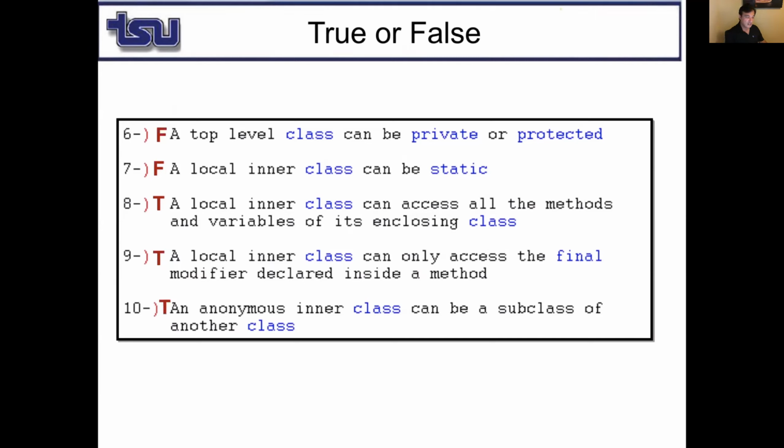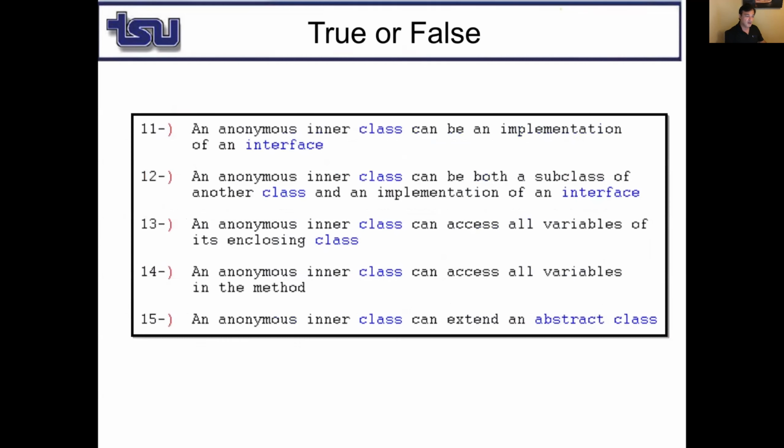An anonymous inner class can be a subclass of another class, yes, or it can be what? An implementation of an interface, but it cannot be both. An anonymous inner class can access all variables of its enclosing class, sure. But it cannot access all variables of the method. It can only access what? Final variables in the method. An anonymous inner class can extend an abstract class. Sure.